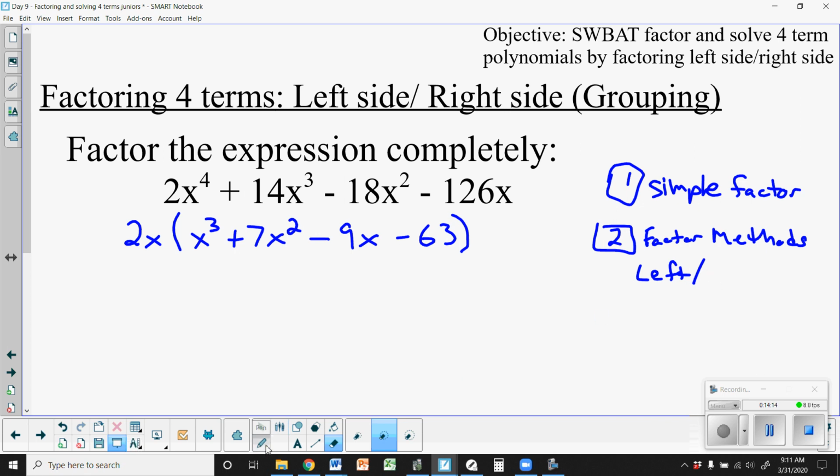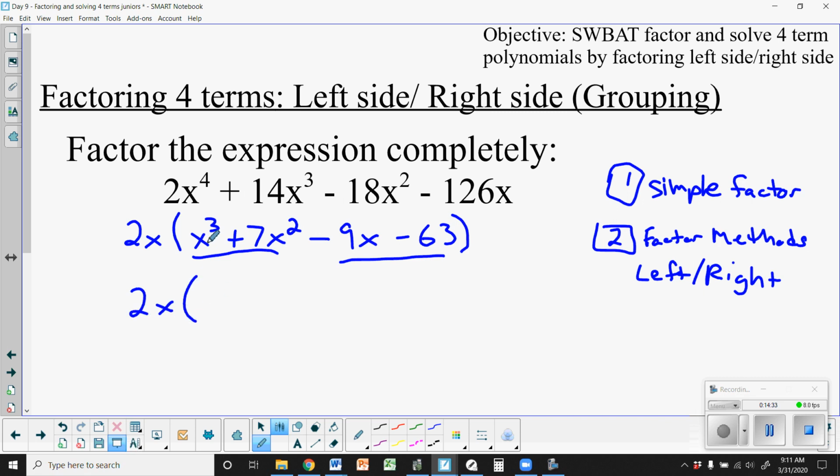So when we're factoring left side, right side, remember we want to see what can we factor out of this left side? What can we factor out of this right side? So what can we factor out of the left side? Well, let's see, x cubed, x squared, 7. So let's see here, we've got a 2x out front. We can factor out an x squared.